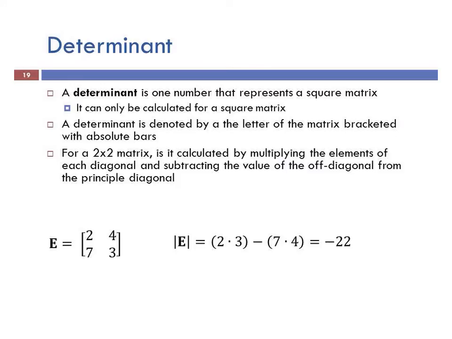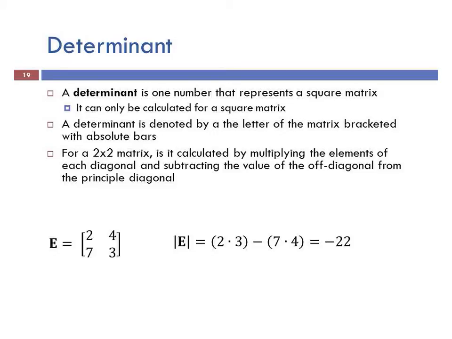Now the last part of this video will be going over what a determinant is. A determinant is a single number that represents a square matrix, and it can only be calculated for a square matrix. That means a matrix that has both dimensions identical, 2 by 2, 3 by 3, 4 by 4, and so on. A determinant is denoted by the matrix bracketed with absolute bars. For a 2 by 2 matrix, it's calculated by multiplying the elements of each diagonal and subtracting the value of the off diagonal from the principal diagonal.